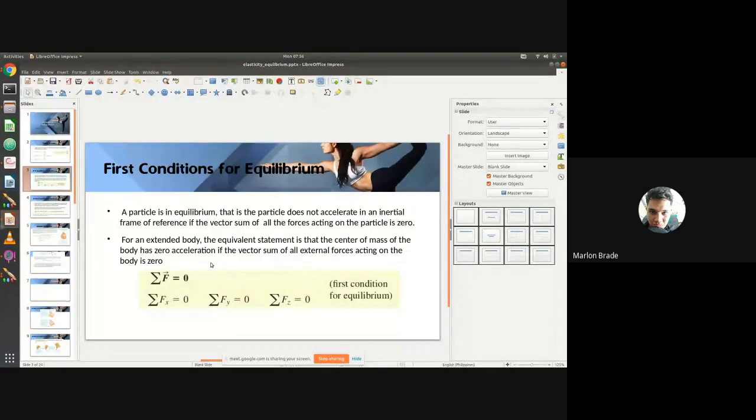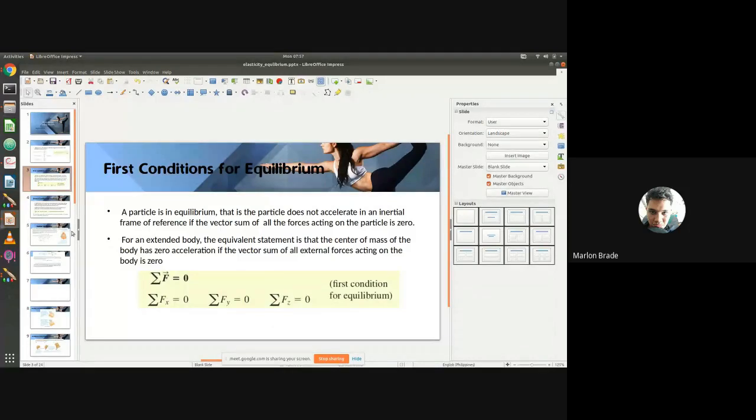Okay, so the first condition states that the summation of force is equal to zero, such that at any given point, the summation of force along x is zero, the summation of force along y is zero, and the summation of force along z is zero. Then we say that the first condition is achieved. The first condition for equilibrium is achieved if all of these are true: the summation of force along x is zero, the summation of force along y is zero, and the summation of force along z is zero.